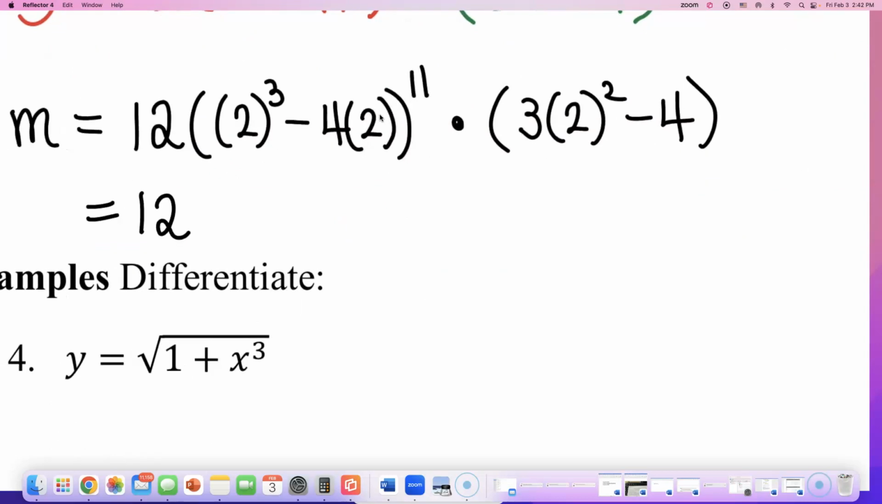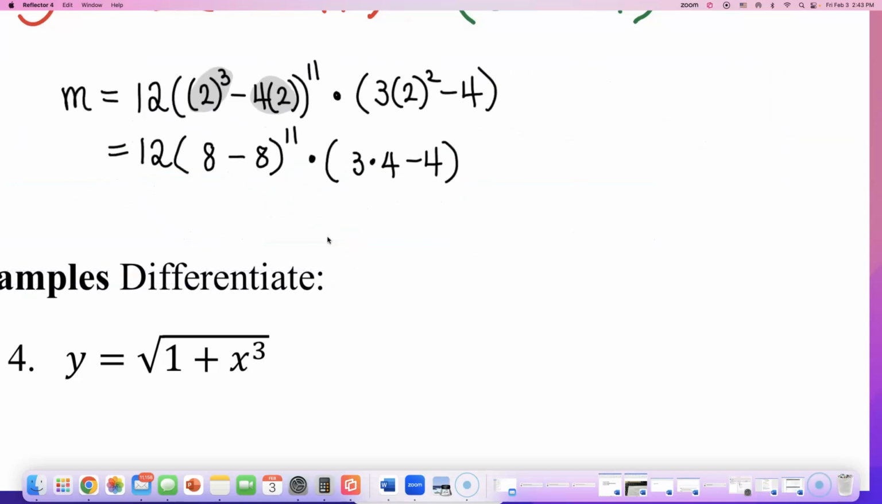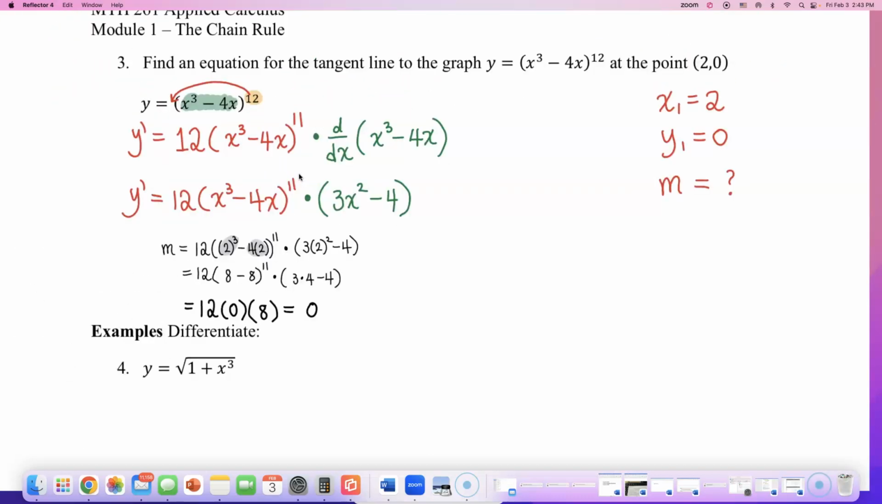What I have here is 12 times (2 cubed minus 4 times 2). Isn't 2 cubed 8? Now what about 4 times 2? That's 8 too. Oh, thank goodness, I do not have to raise a number to the 11th power, because 8 minus 8 is just 0. I don't care what's in the second parenthesis, which is 3 times 4 minus 4, because we're multiplying everything, and if any piece of the multiplication is 0, the whole thing turns into 0. This part would be 12 minus 4, which is 8, but if you multiply these out, you get a slope of 0. I'm a little glad we didn't have to raise a number to the 11th power; it was just 0 to the 11th power. So now the slope is 0.